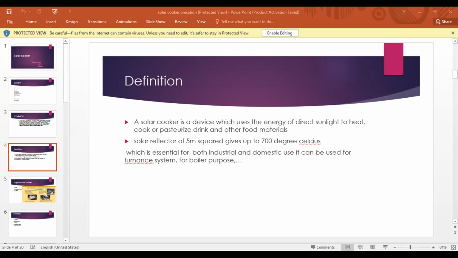These are different types of solar cooker we've searched, but our project is mostly based on parabolic solar cooker. As you can see here, this one is the parabolic solar cooker.